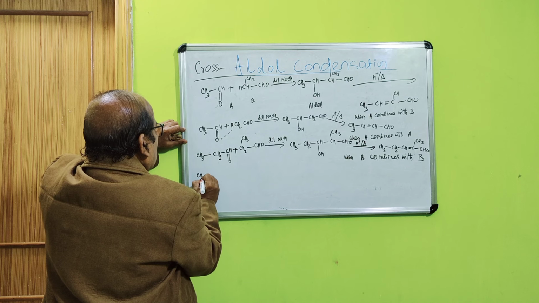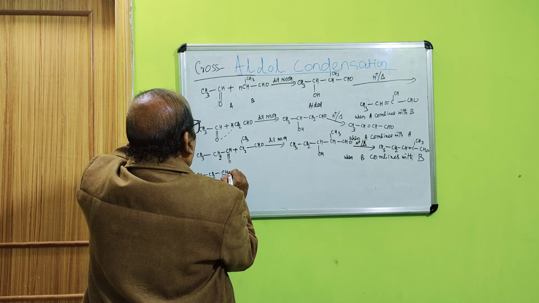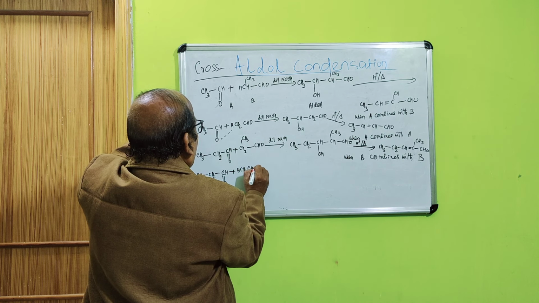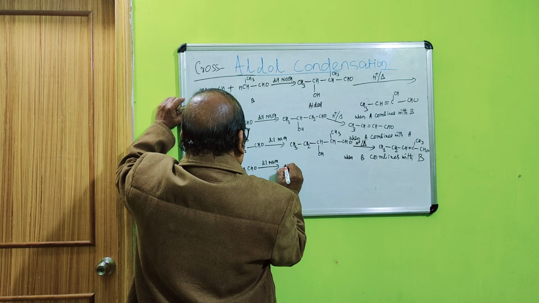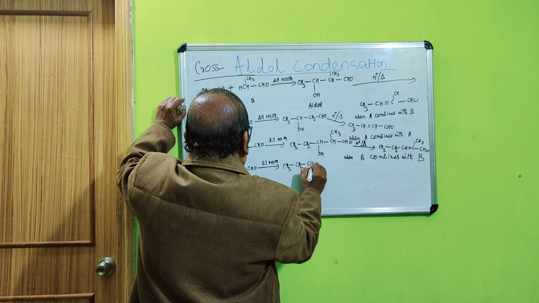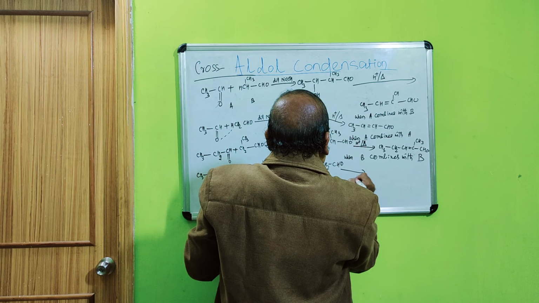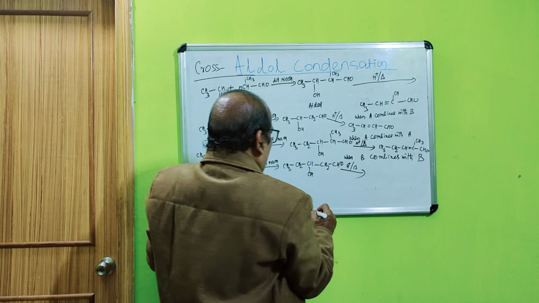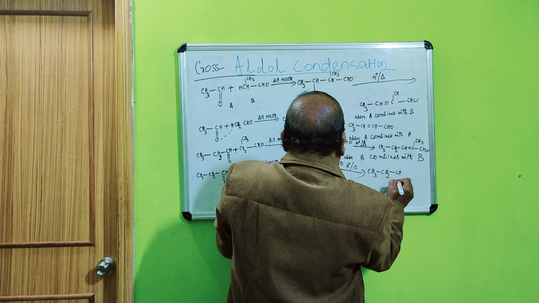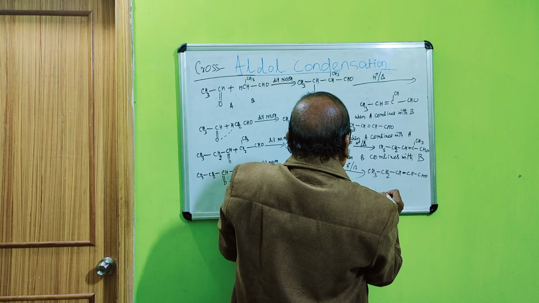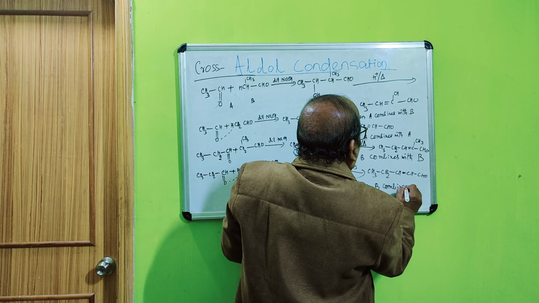So CH3, CH2, CHO, when B will combine with A plus CH3, CH2, CHO. So the compound is CH3, CH2, CHOH, CH2, CHO. Now, on heating in presence of acid, we shall get elimination of water, CH3, CH2, CH double bond CH, single bond CHO. This is when B combines with A.